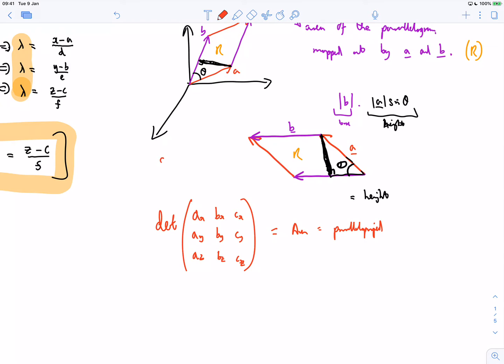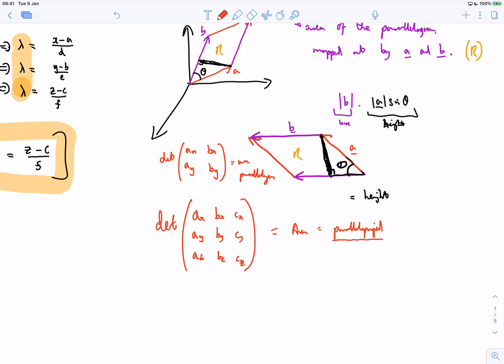And in 2 dimensions, if I took the determinant of the x component of the vector A and the y component of the vector A and the x component of vector B and the y component of vector B, this would be the area of the parallelogram.